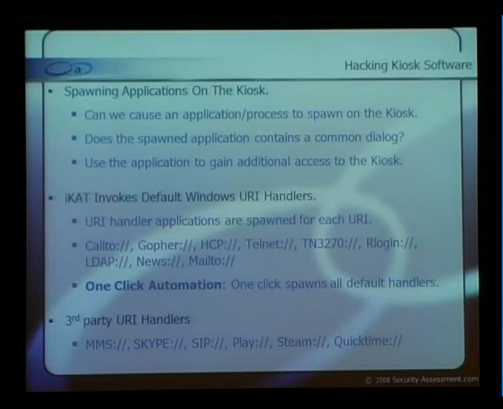So ICAT contains all the default Windows URI handlers. Things like callto, Gopher, HTTP, Telnet, TN3270, rlogin, LDAP, et cetera, et cetera. Now what I've done is I have a little one-click automation button where you click something and basically stuff just starts popping up. Everything on the system that can pop up essentially will pop up. So it's a very fast method of getting something that's not the kiosk browser to pop up. I also support all third-party URI handlers: MMS, Skype, SIP, Play, Stream, QuickTime, etc.